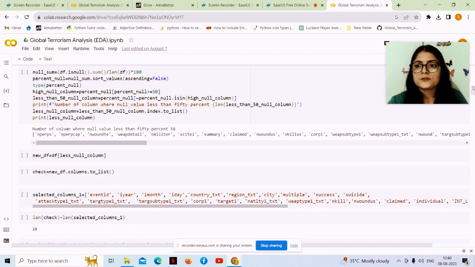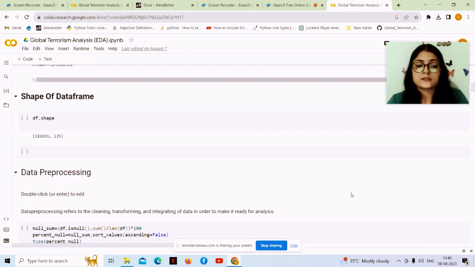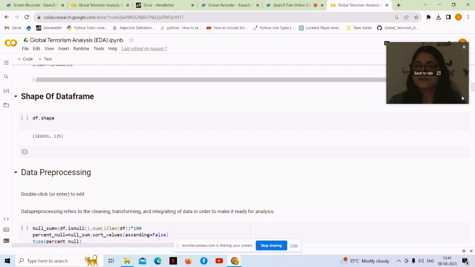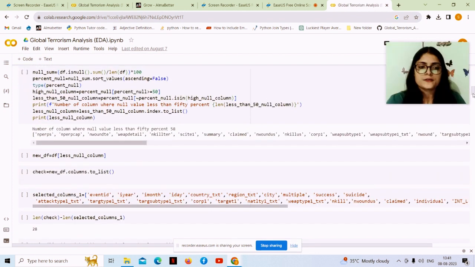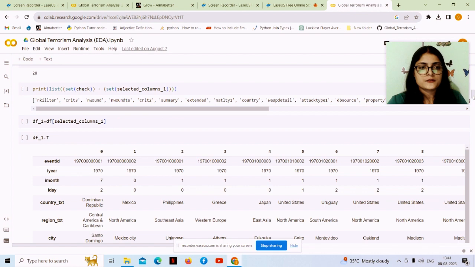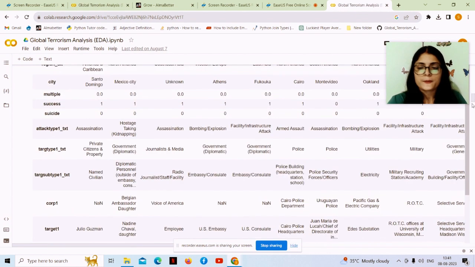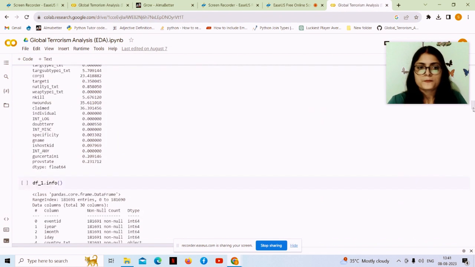Data pre-processing refers to the cleaning, transforming, and integrating of data in order to make it ready for analysis. Data pre-processing has three steps. The first one is cleaning, the second one is transforming, and the third one is integrating the data so that the data can be ready for further analysis. So, all the data is provided.